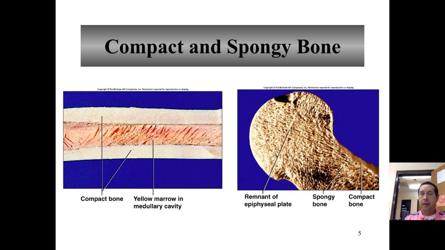Here you can see in a freshly cut cross-section of the bone, you can see the compact bone in the diaphysis filled with the yellow marrow. It's not really yellow, but because it has fat in there, we call it yellow marrow. Here we have the compact and spongy bone in the epiphysis, and you can see this is a person who stopped growing as they have the remnant of the epiphyseal plate, the epiphyseal line.